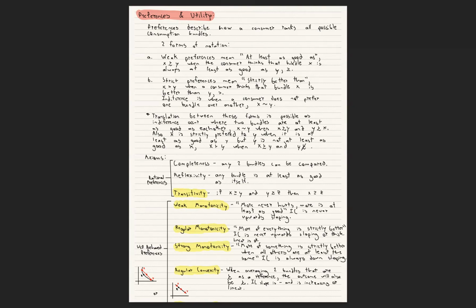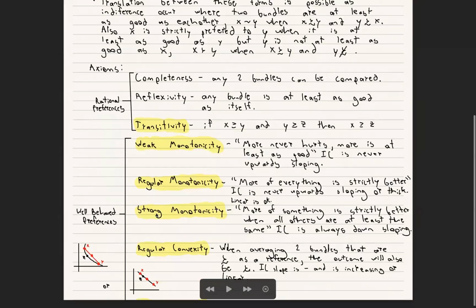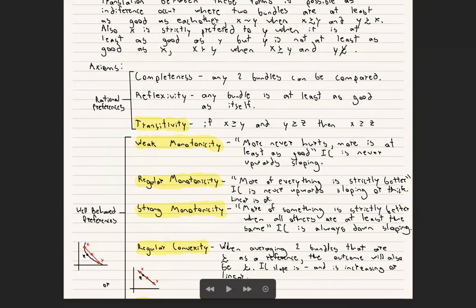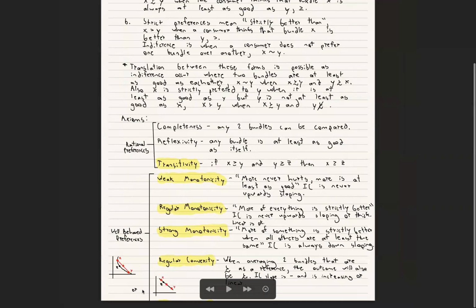Regular convexity can be a little bit harder to understand your first time looking at it, but I think it's a little bit easier when you're looking at it graphically, at least. Basically, all that this is saying is that when averaging two bundles that are at least as good as any reference point on your curve, this outcome average will also be at least as good as the reference point. The slope of the indifference curve is going to be negative and is also going to be increasing or linear in order for regular convexity to apply.